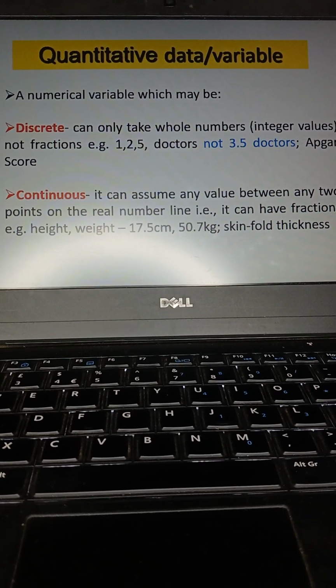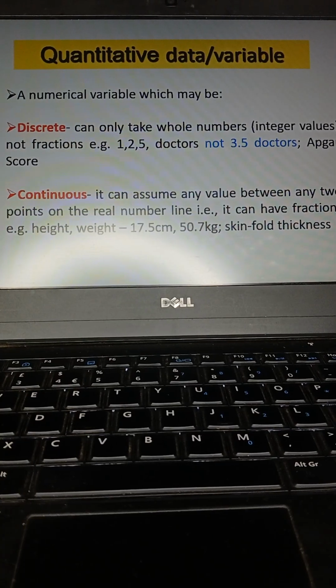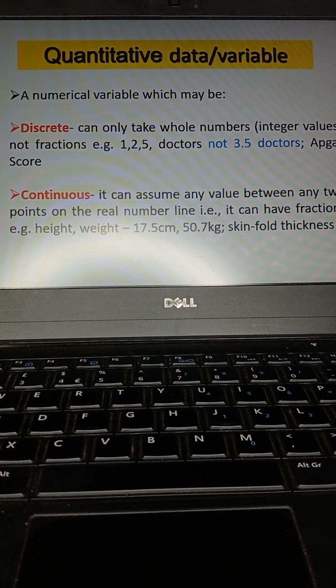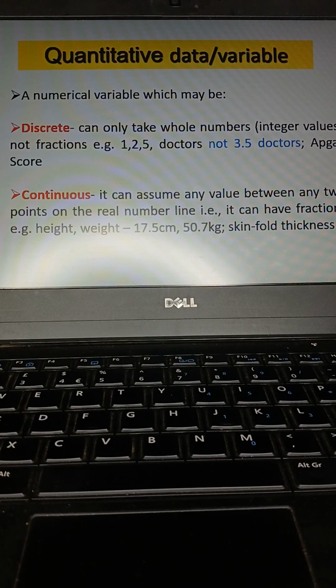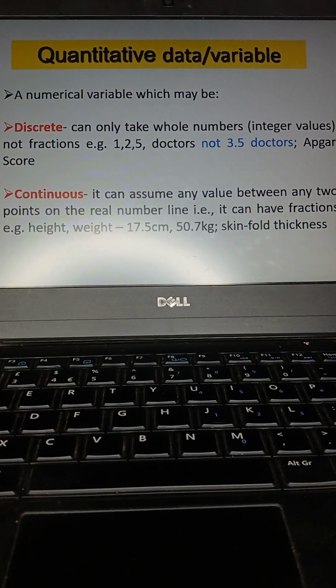We said the numerical variable may be discrete or continuous. Discrete are whole numbers. We remember our simple arithmetic back then in school. We have integer values. Discrete cannot take fractions. Is there a way you can say there are 3.5 doctors in that hospital? Where is the half coming from? It's not possible. That's the word discrete. So it must take whole numbers. But we can easily say, oh, in that hospital, we have 5 doctors.